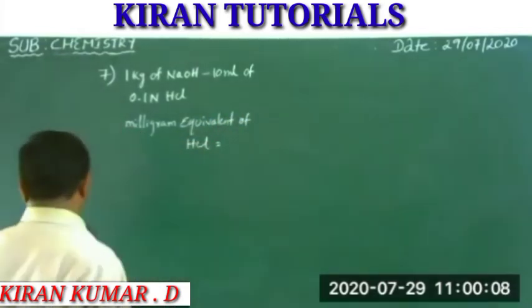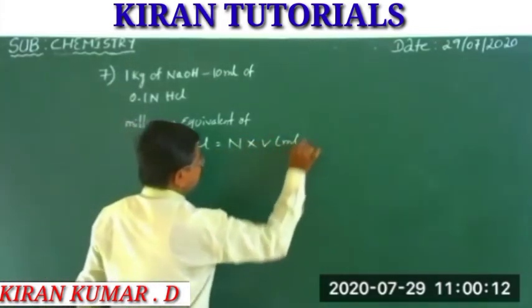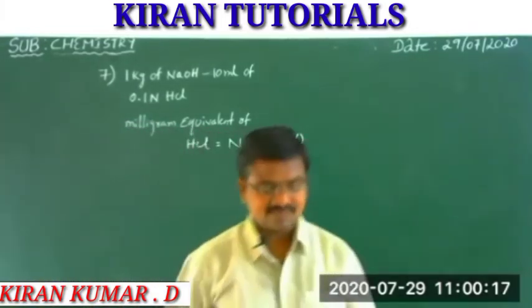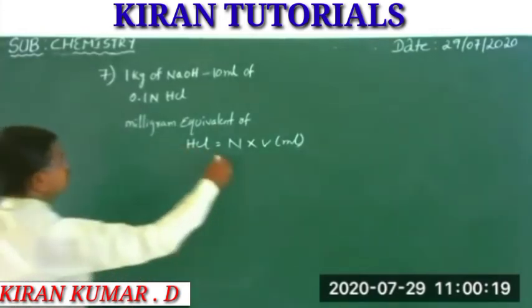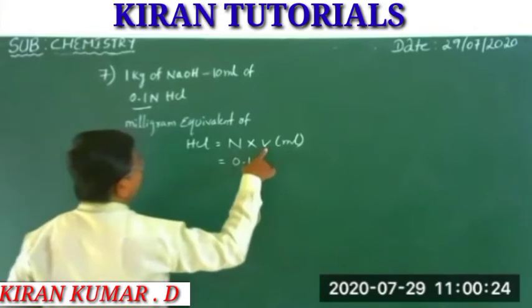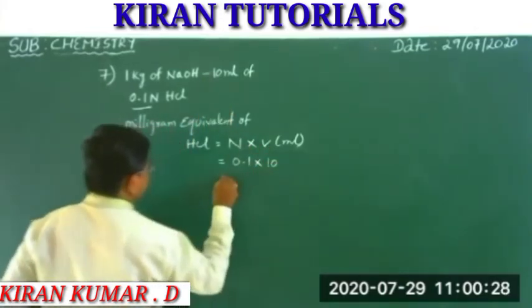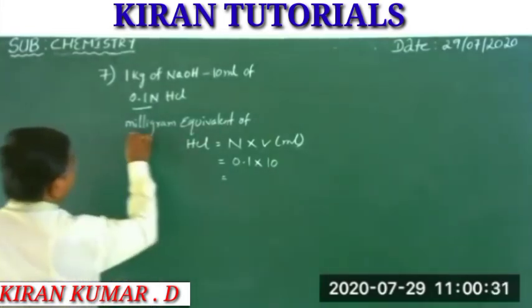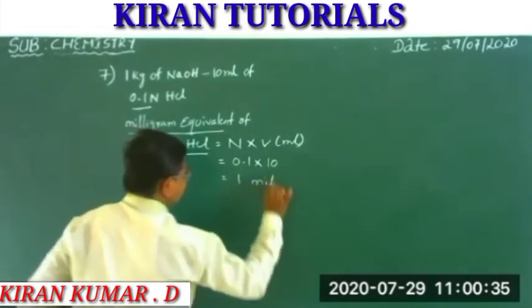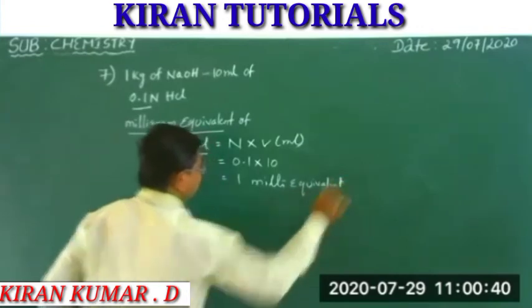Is equal to, what is the formula? Normality into value, that is ml. Normality into value, that is C. What is the normality here? N, 0.1 into, what is the value? 10 here. So 10, that equal to milligram equivalent of HCl equal to 1. That is milli equivalent. Clear?